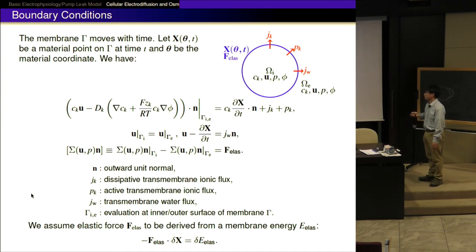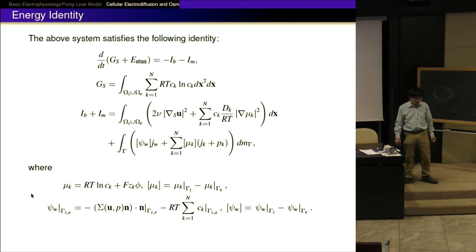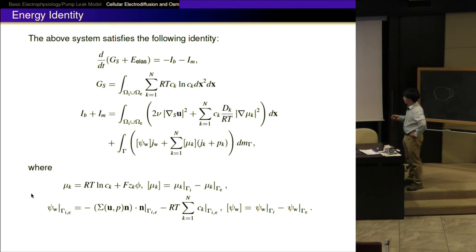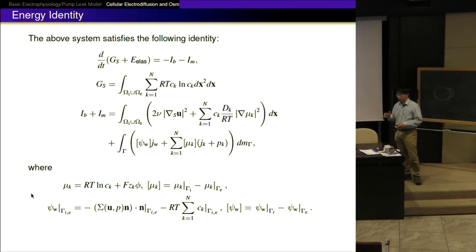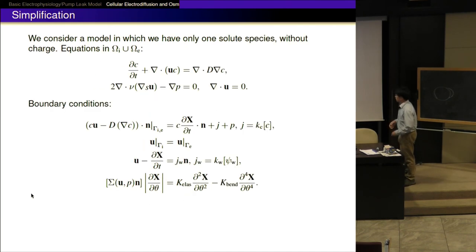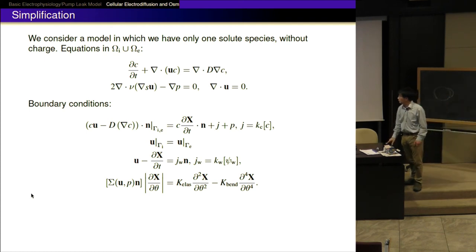Okay, and the rest of the boundary conditions are basically kind of standard. Just to make sure that we are not doing anything crazy, you can show that the model that I just wrote down satisfies this energy identity, much like the pump leak model. So in some sense, the model that I just wrote down is a genuine generalization, or a PDE generalization of the pump leak model, in the sense that it is consistent even up to things like free energy dissipation and so on.